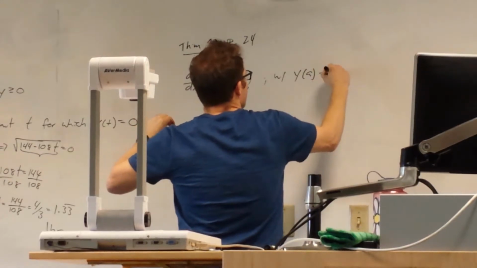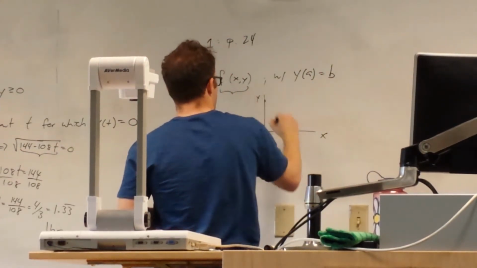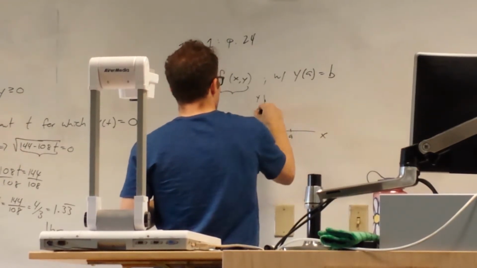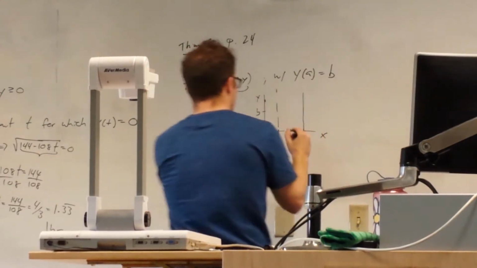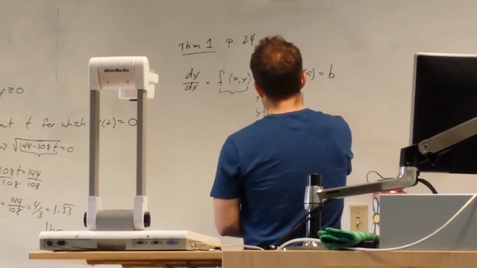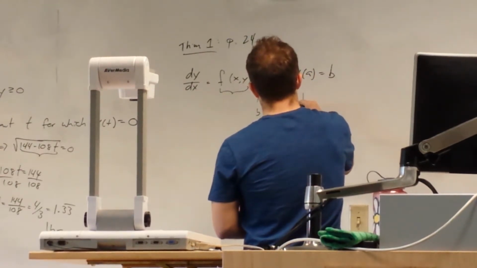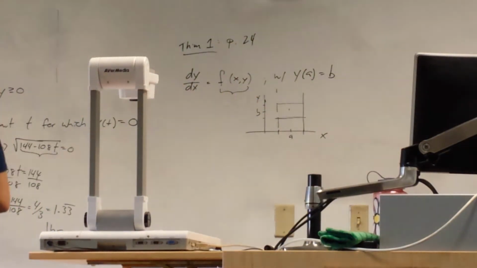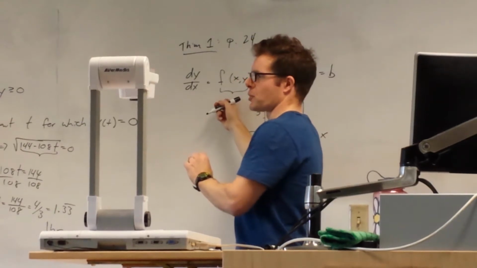the point A, B. So, this is the x-axis, the y-axis. Here's A, here's B. If the function is continuous on some band on the x-axis, including A, and some band on the y-axis, including B, and the point AB is in there, then there will be a solution to this. That's the existence part. Then it guarantees that there's a solution.